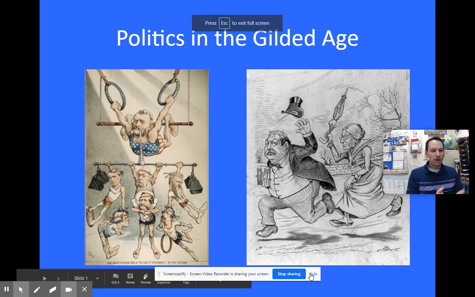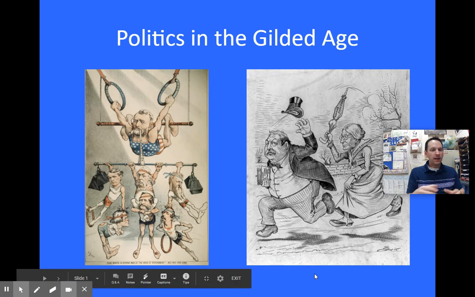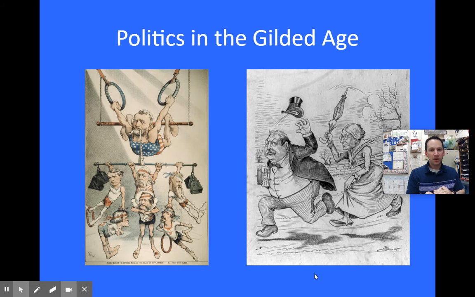Hi, so today's topic is Politics of the Gilded Age. It's pages 6-10 in our textbook. The book itself highlights a lot of the farmers' plight during this time period.